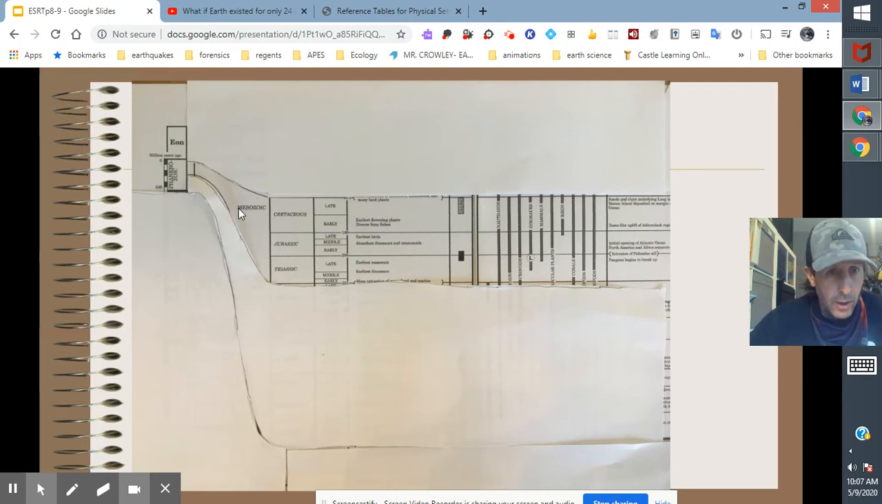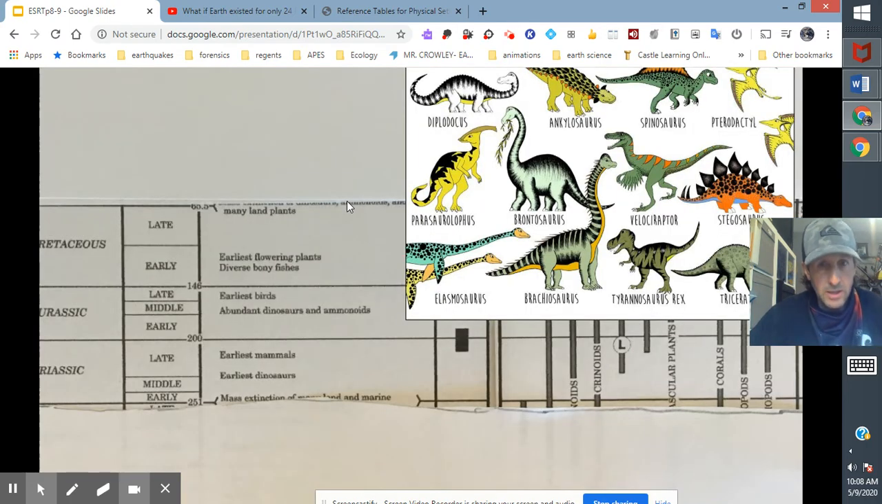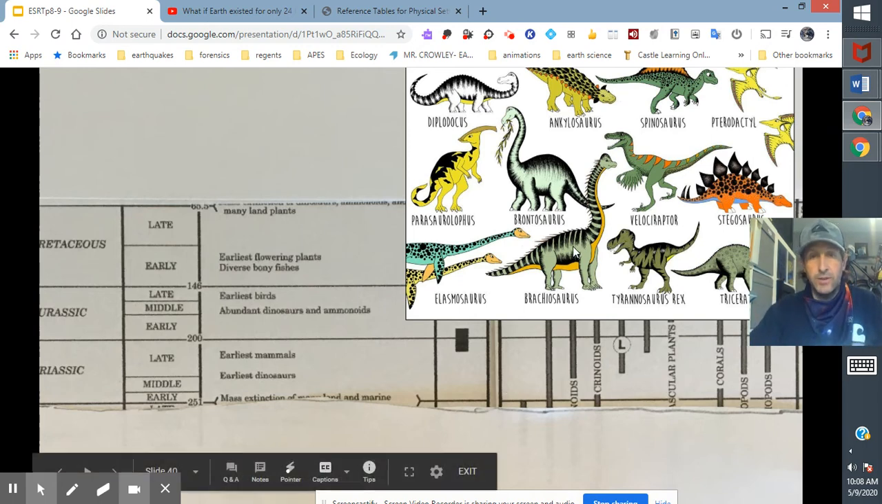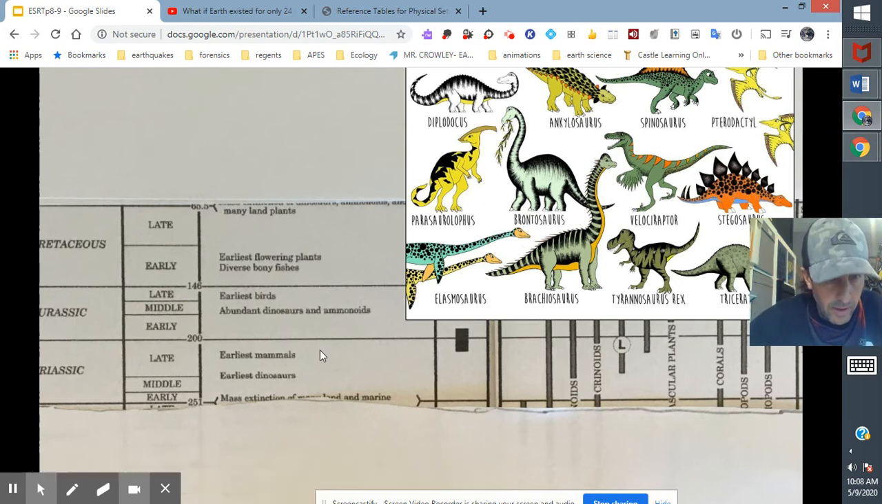Mesozoic, middle era, broken up into the Triassic, Jurassic, and Cretaceous, right? Running from about 251 million years ago to about 65.5 million years ago. Okay? Just zoom in a little bit. And yes, you generally think of the Mesozoic period as the age of the dinosaurs, the age of the reptiles, really. Okay? But there were other things going on here. Okay? Earliest mammals, all right?